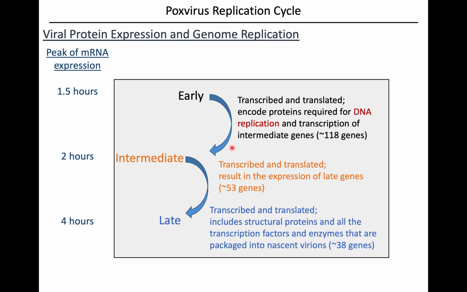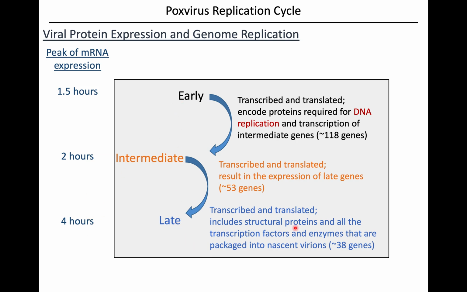Some of those then are going to activate transcription of what are called the intermediate genes. This is basically just another wave of transcription factors, which would then eventually activate the transcription of the late genes. So we get this separation of almost 3 hours here, or 2.5 hours, between the early and the late.